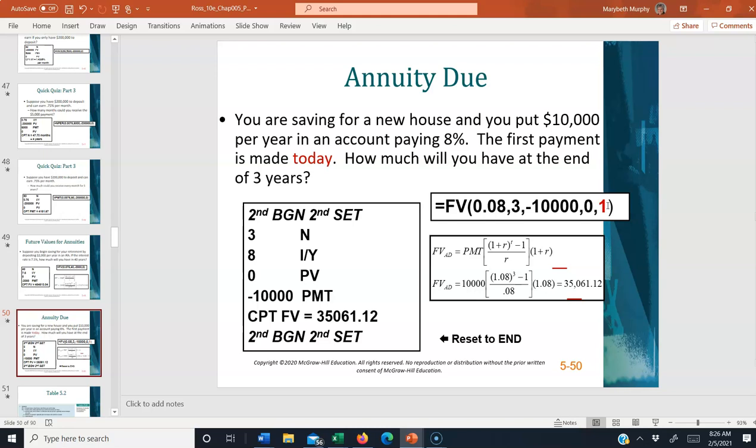All right, and the next one, we're going to calculate it for an annuity due, and it's going to be the $10,000 times 1.08 to the third power minus 1, divided by 1.08, times 1.08, equals 35,061.12.